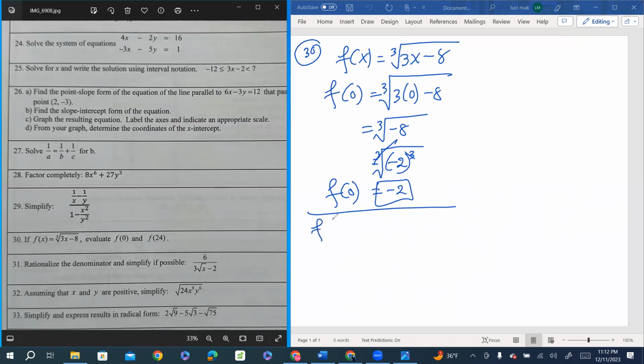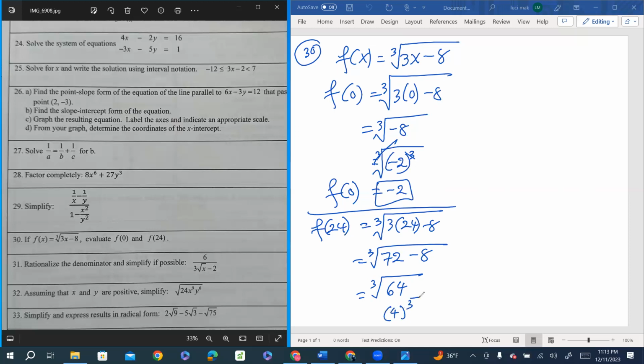Second part, f of 24. So f of 24 is the cube root of 3 times 24 minus 8. 3 times 24 is 72, I believe. Let me check that. 3 times 4 is 12, carry the 1. 3 times 2 is 6 plus 1 is 7. Minus 8 is correct. That's the cube root of 64, I believe. Now, the square root of 64 is 8, but cube root means something to the third power. What to the third power is 64? 4 to the third power, right? 4 times 4 is 16. 16 times 4 is 64.